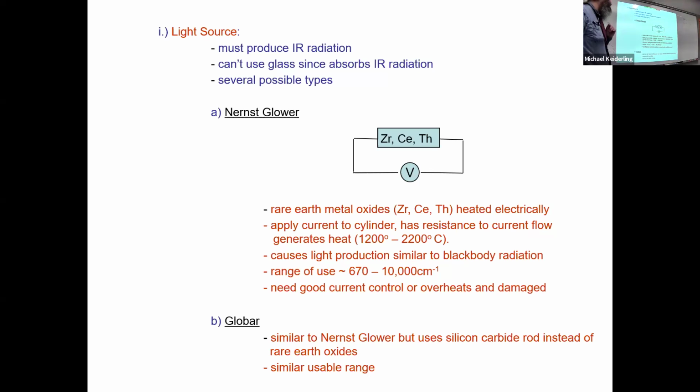A glow bar is similar to a Nernst glower, but it uses a silicon carbide rod instead of a rare earth oxide, and it has a similar usable range. It's a hot rod, both of these. It's basically a light bulb, but in the infrared.